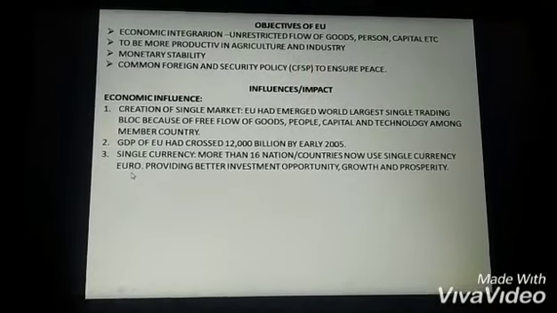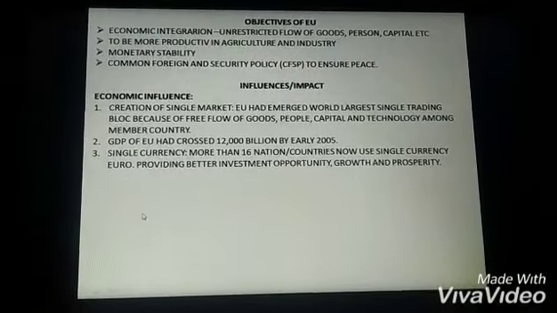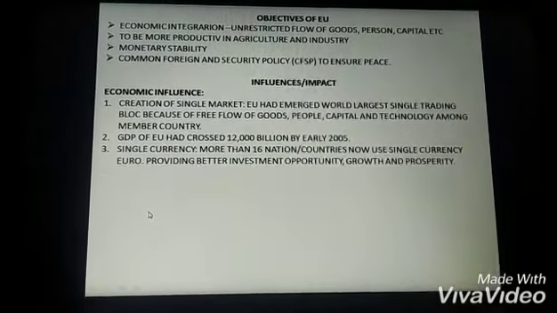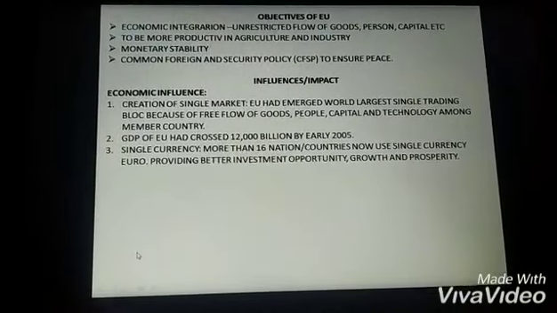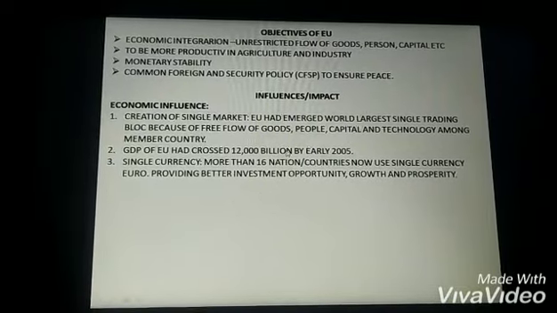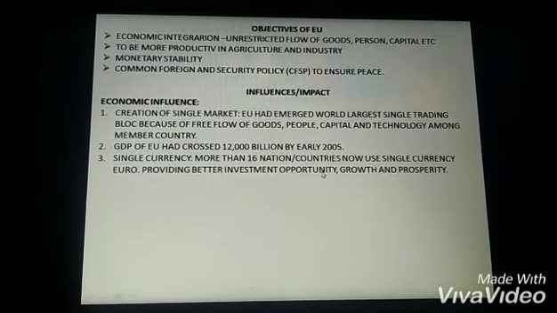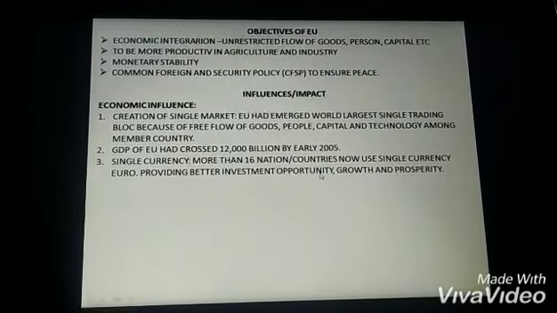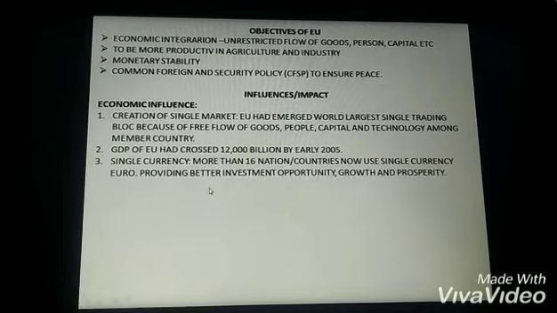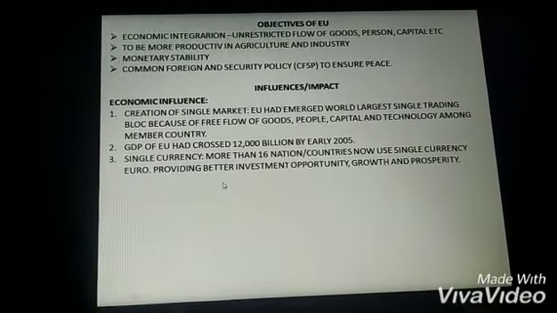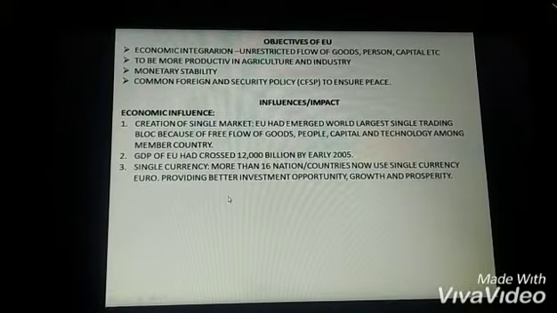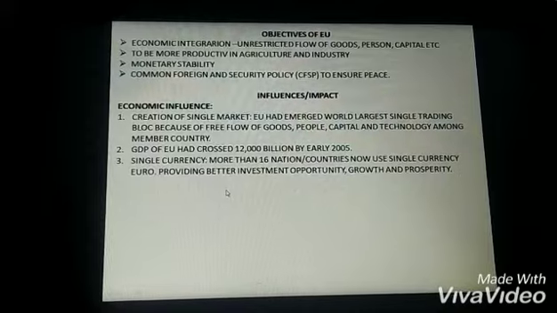And now you don't have to exchange your currency. If you are from a European member country, you can go to any of the countries and just spend your money there. You don't need to exchange your currency from your own country or nation. So this single currency is also playing a good role in providing investment opportunities and growth, helping them grow a better economy in their own country too.